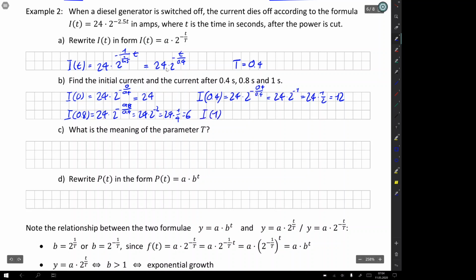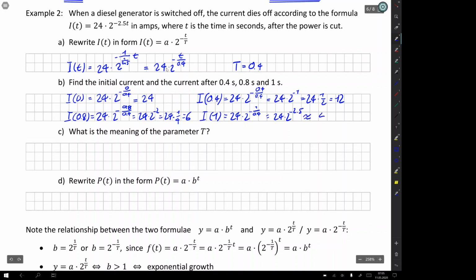And the current after 1 second: 24 times 2 to the power of minus 1 divided by 0.4. Well, that's 24 times 2 to the power of minus 2.5. And here we need our calculator, and we get approximately 4.24. What is the meaning of the parameter T here, the 0.4?